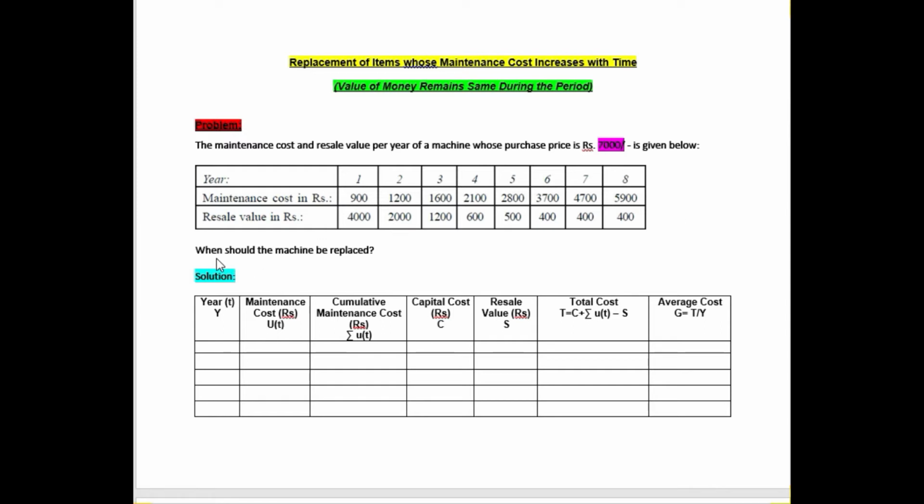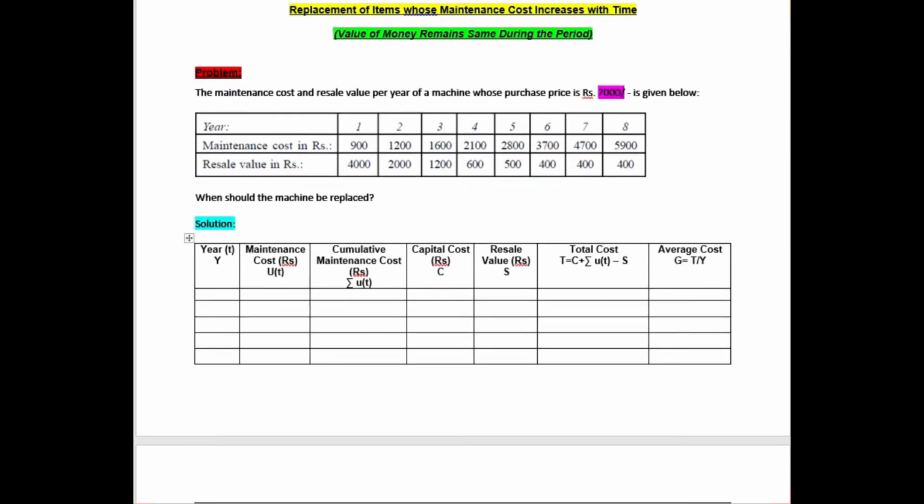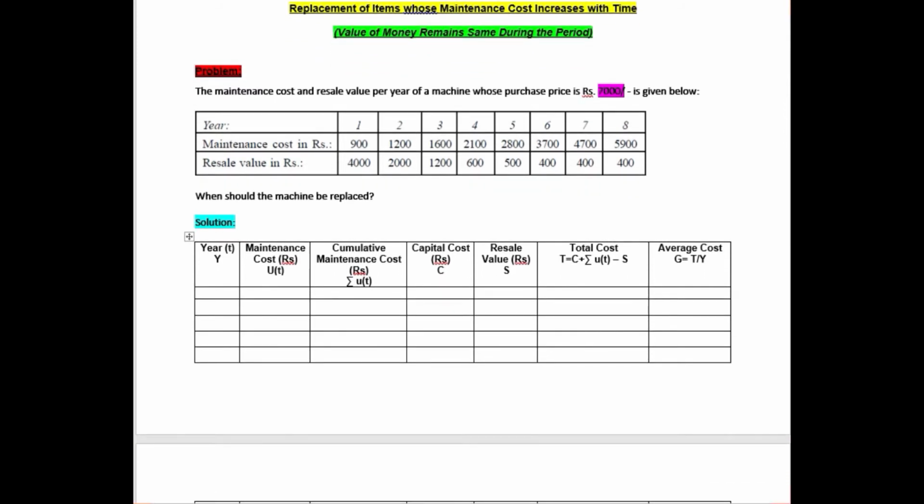So we have to find out the age at which the machine has to be replaced. In the previous problem, the resale value, meaning the scrap value, is constant. But in this problem, the resale value is varying. So this is the difference between the previous problem and this one under the same condition. So we will move into the solution part.